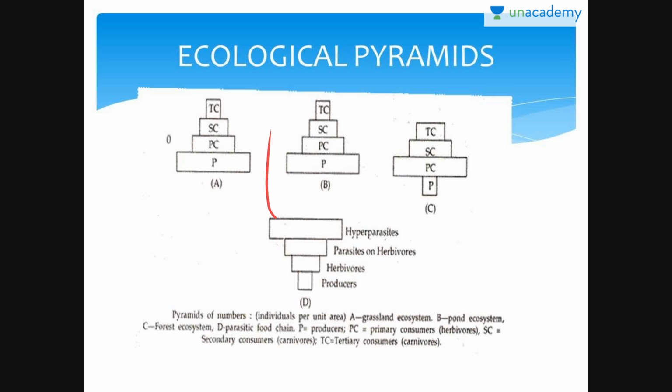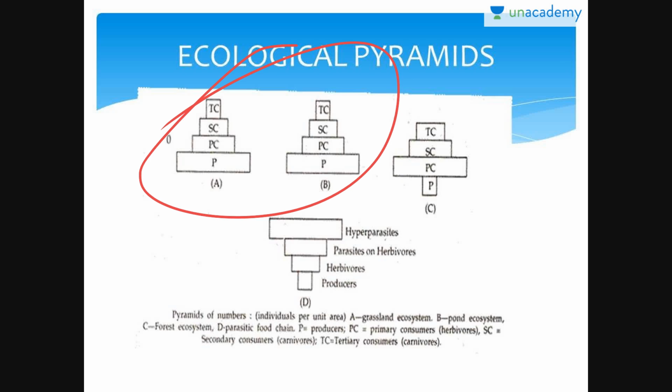And the pyramid of number in a tree ecosystem is inverted. The pyramid of biomass in sea is also inverted because the biomass of fishes is far exceeding that of phytoplankton. Pyramid of energy is always upright, it can never be inverted, because when energy flows from a particular trophic level to the other one, some energy is always lost as heat at each step.